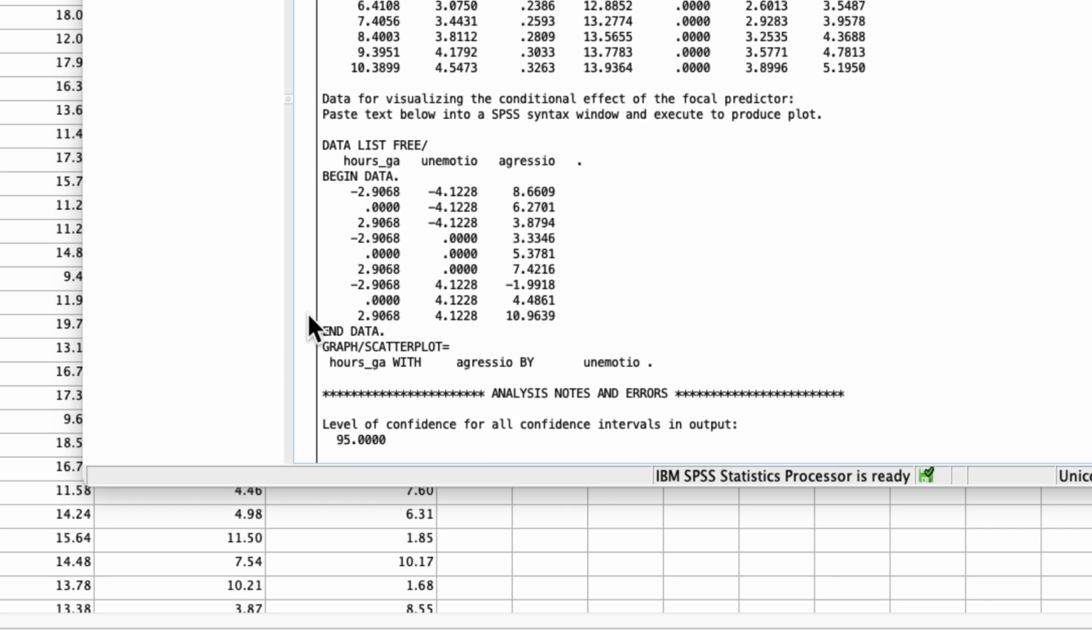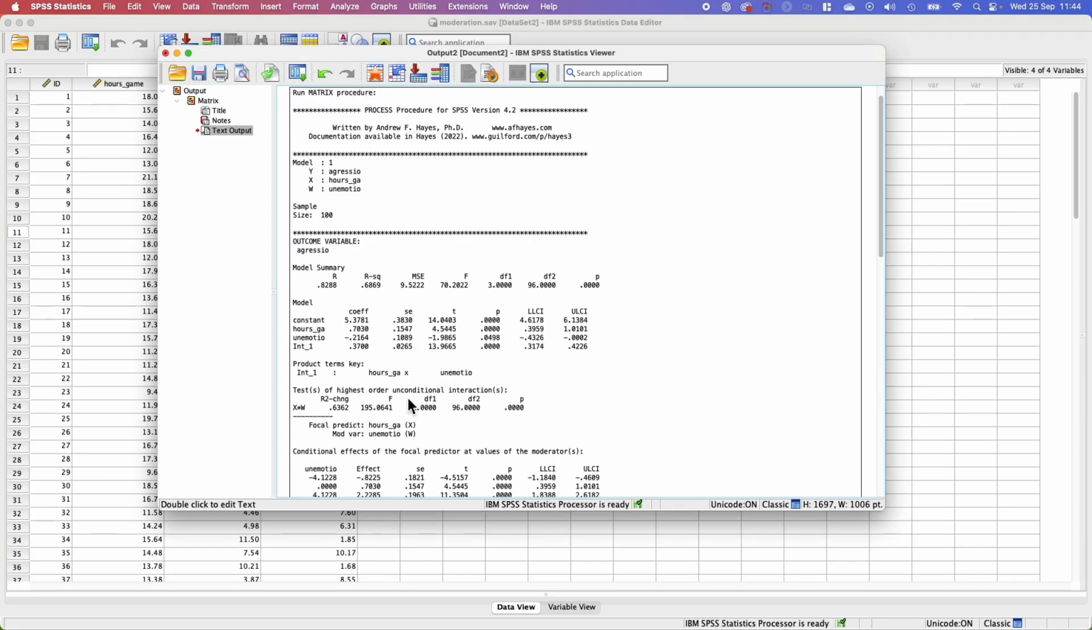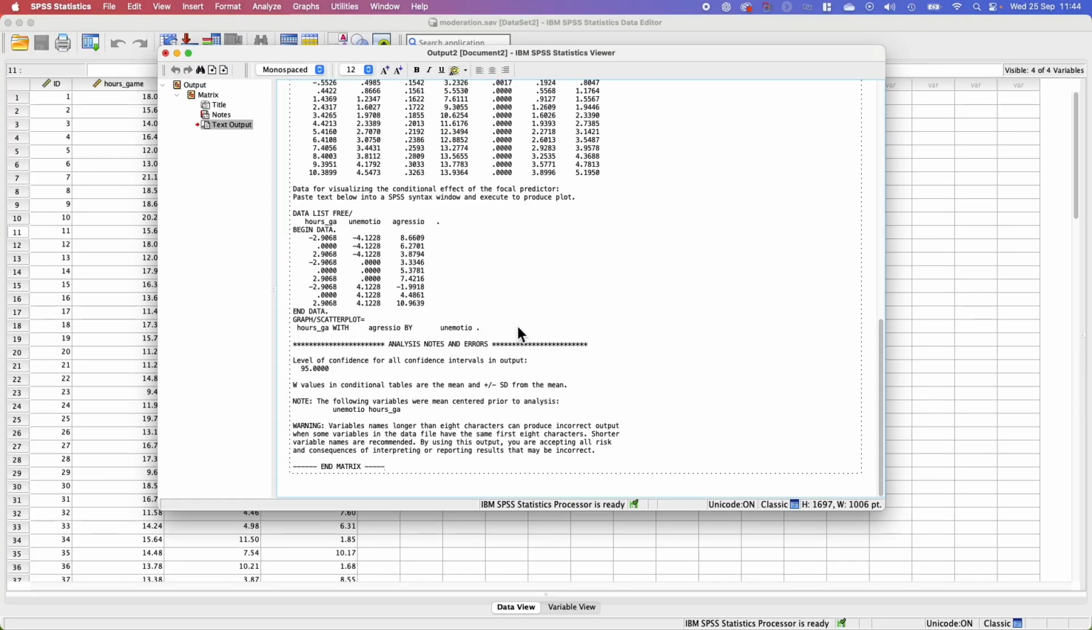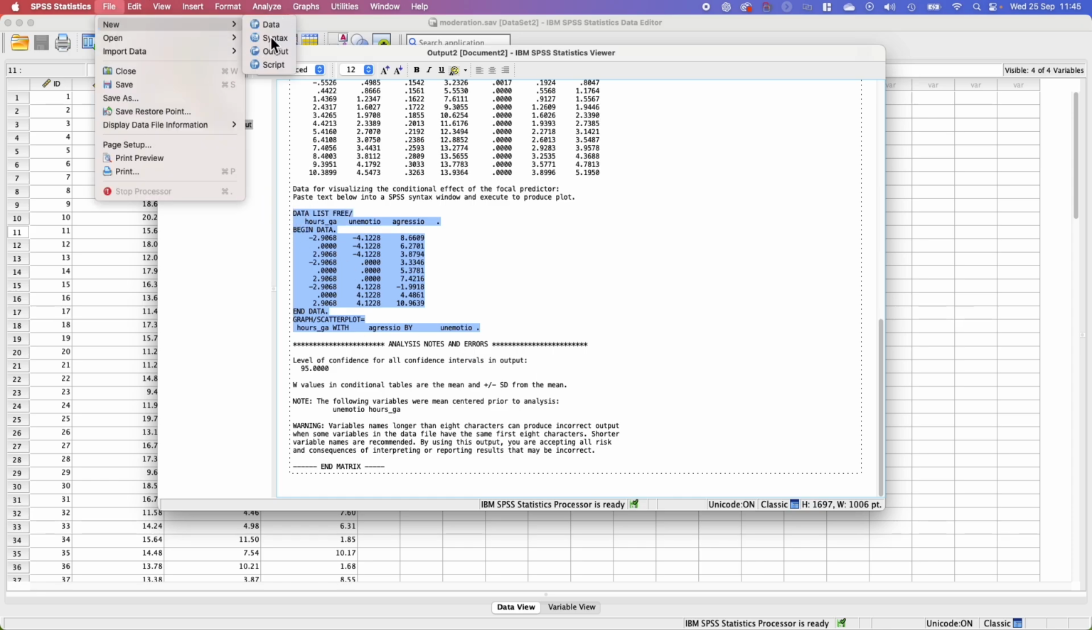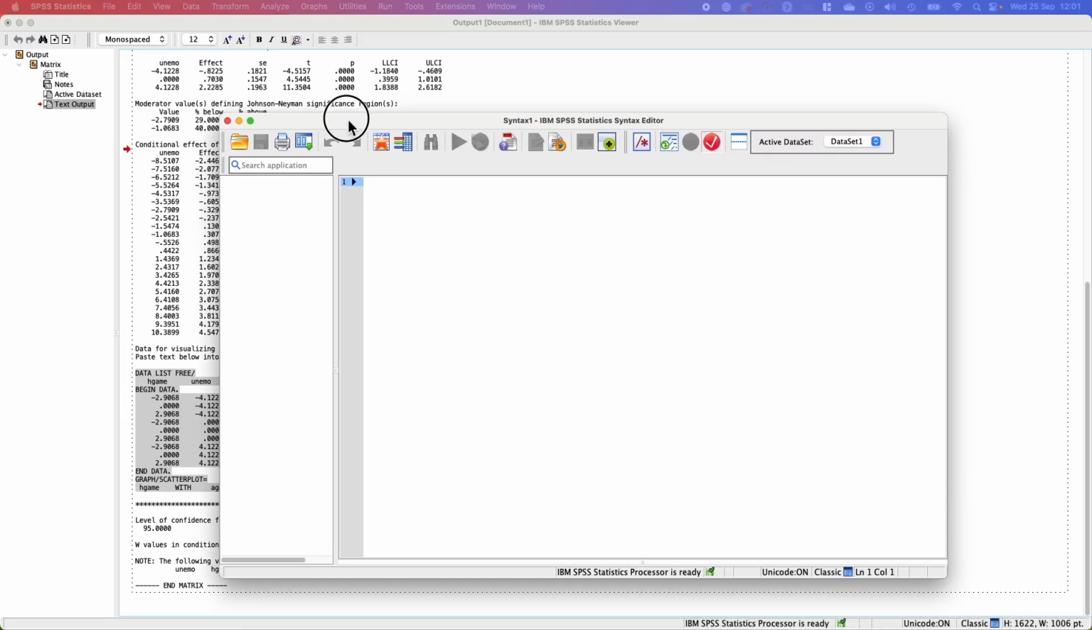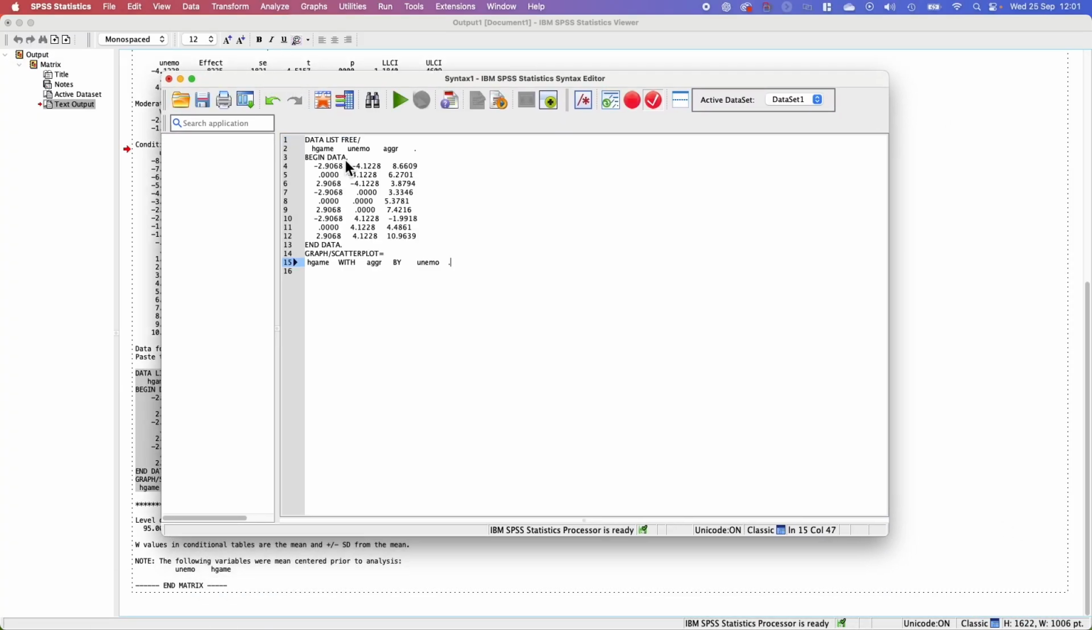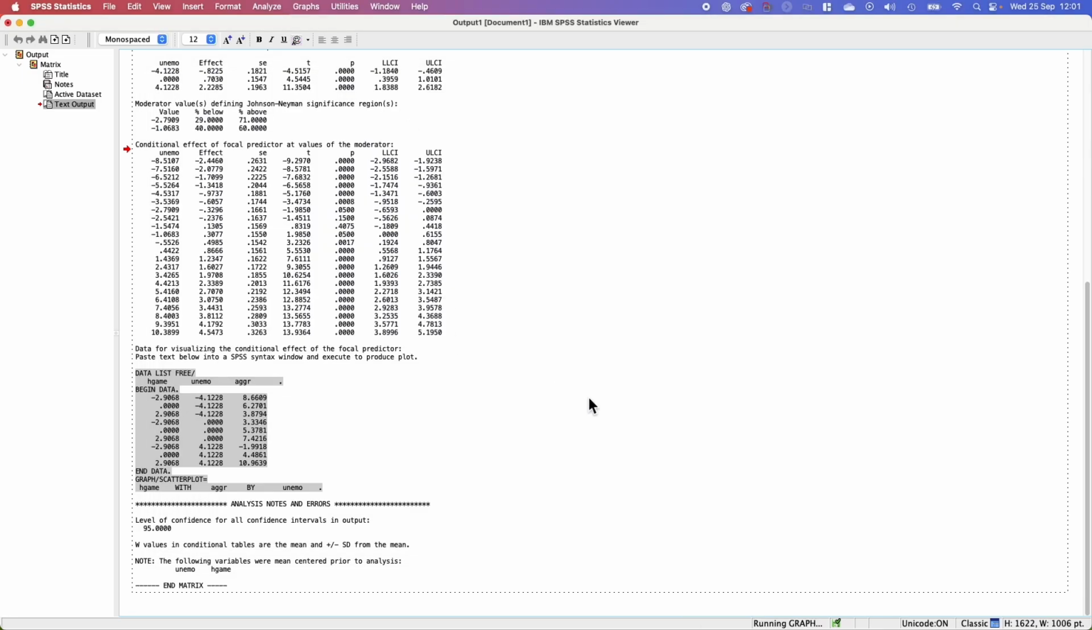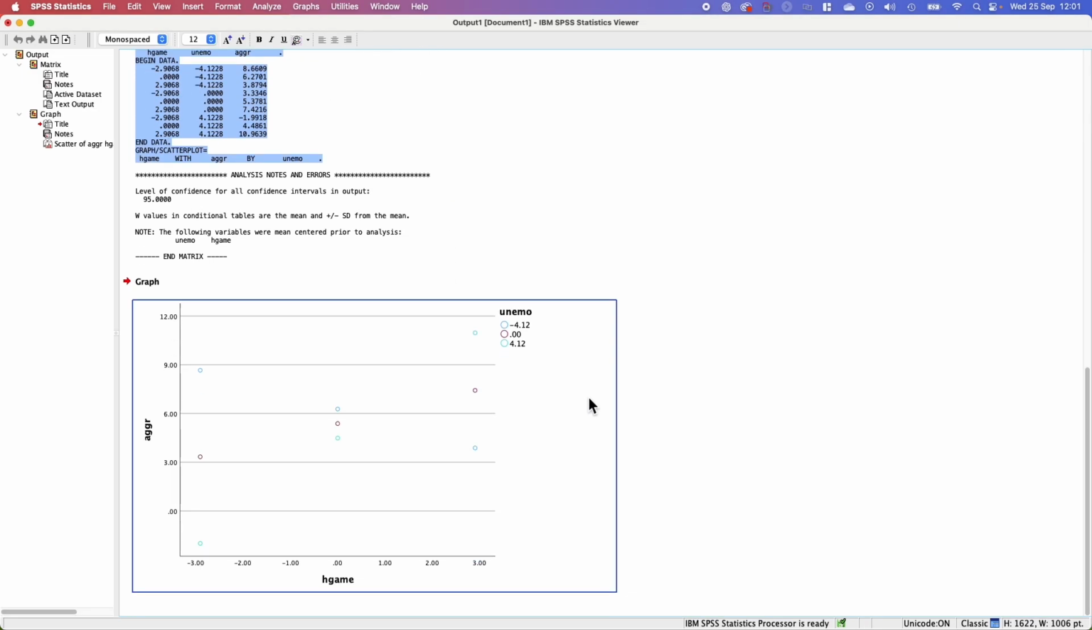And finally, here we asked for the syntax to create a visualization of this. So if you double click this and select it, open a new syntax window and then paste it in, run this, and this will generate the plot for us.